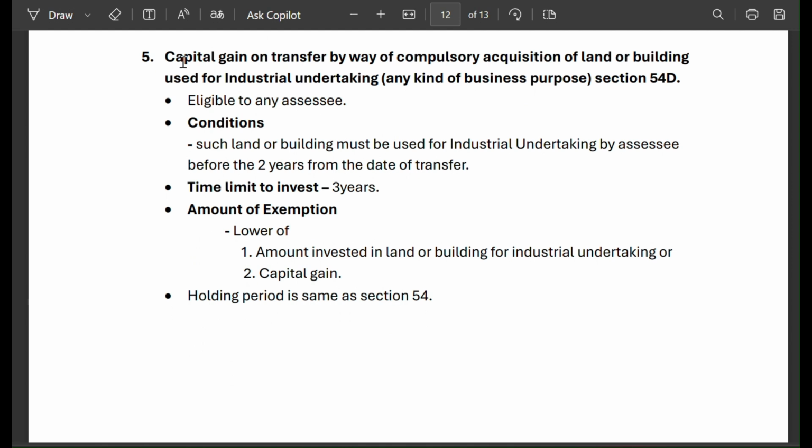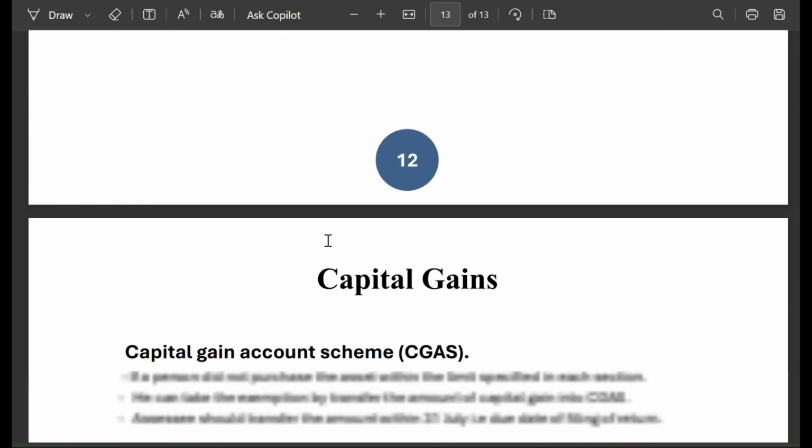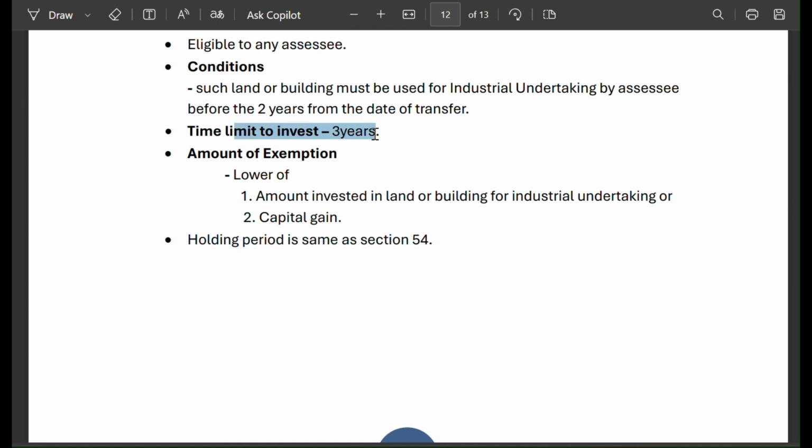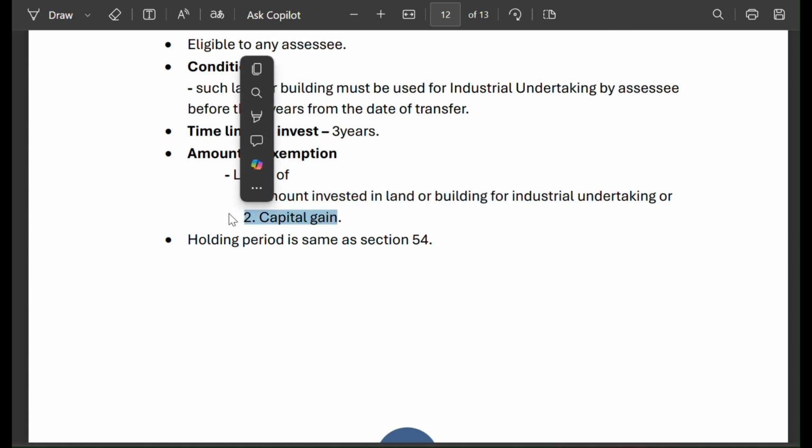And in case of capital gain on transfer by way of compulsory acquisition, the government acquires any land or building used for an industrial undertaking. Industrial undertaking means you are running a business on that land or building, which is called an industrial undertaking under section 54D. This is available to any person, either individual, HUF, partnership or company. The condition is that such land or building was used for business purposes, that is the industrial undertaking, by the assessee before 2 years from the date of transfer, as above. And the time limit to invest here is 3 years. Before it was 2 years, but here it is 3 years. And the amount of exemption is the amount invested in the new land or building, only if it is used for business purposes, or the capital gain, whichever is lower.